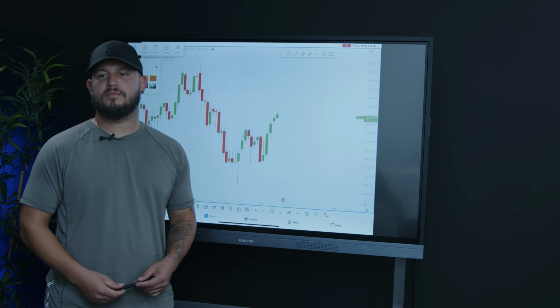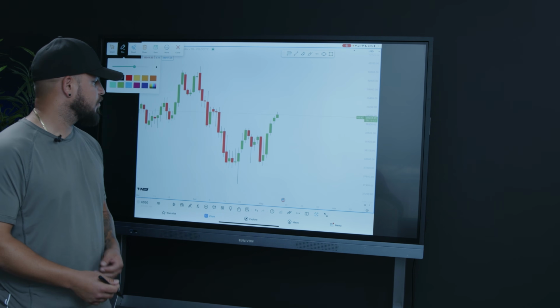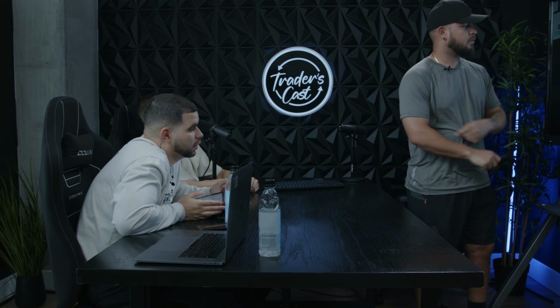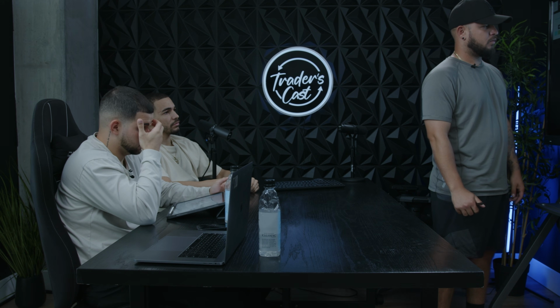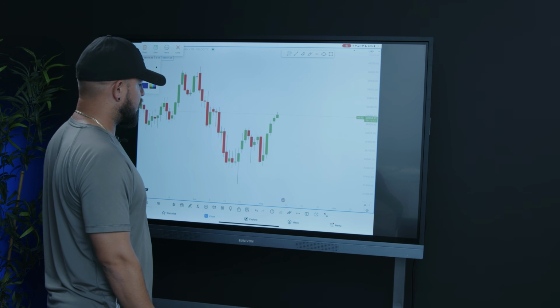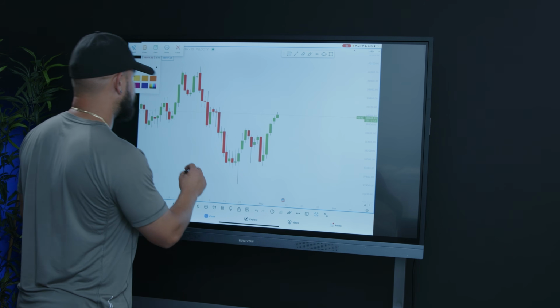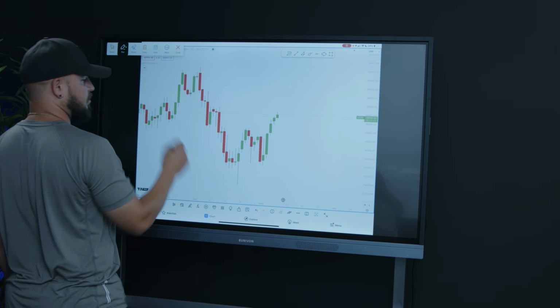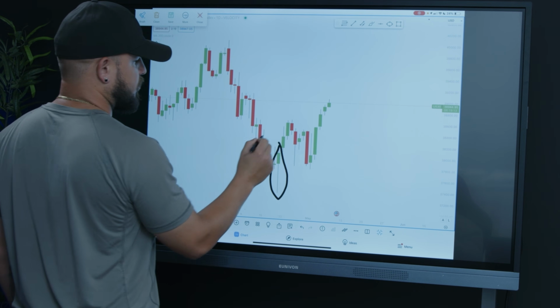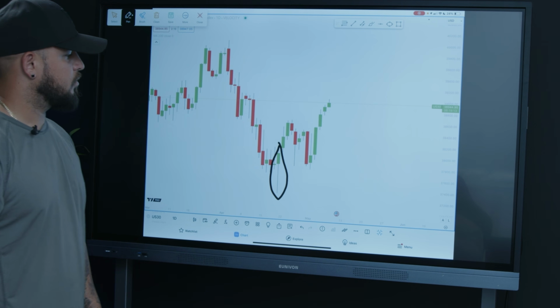You get me? So what you're going to do now is explain where buyers took ultimate control. What is the one candle that buyers took ultimate control in? It's the biggest candle with the biggest wick. This one right here. Correct. Explain why.